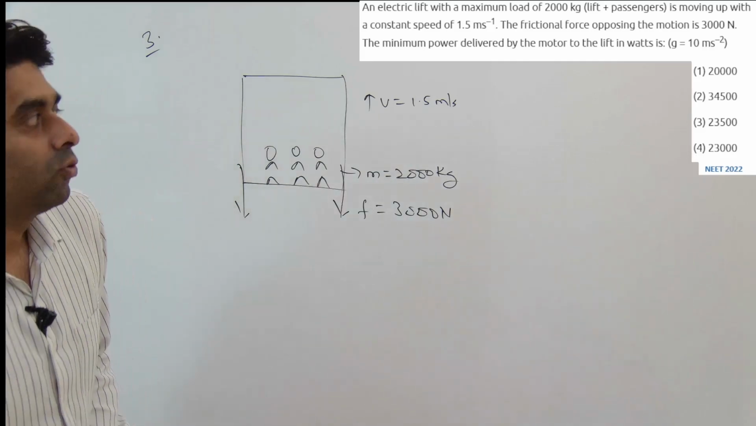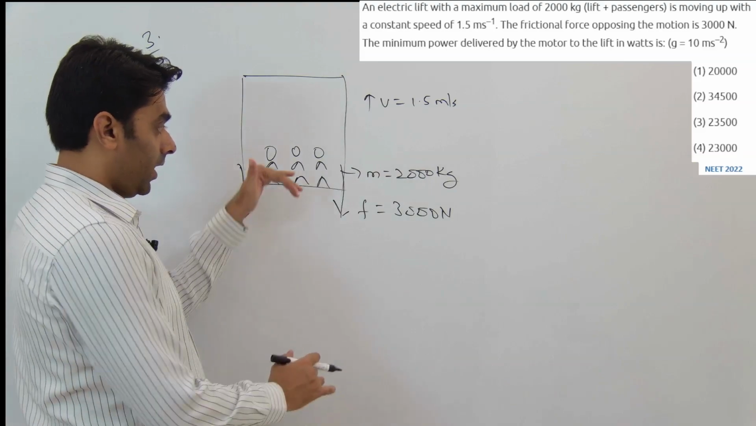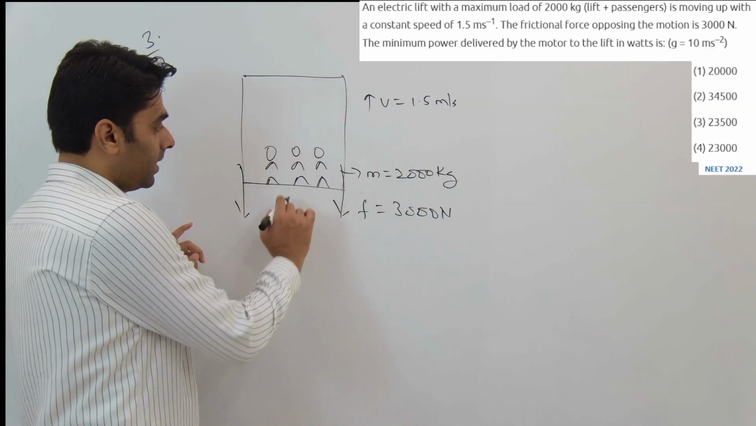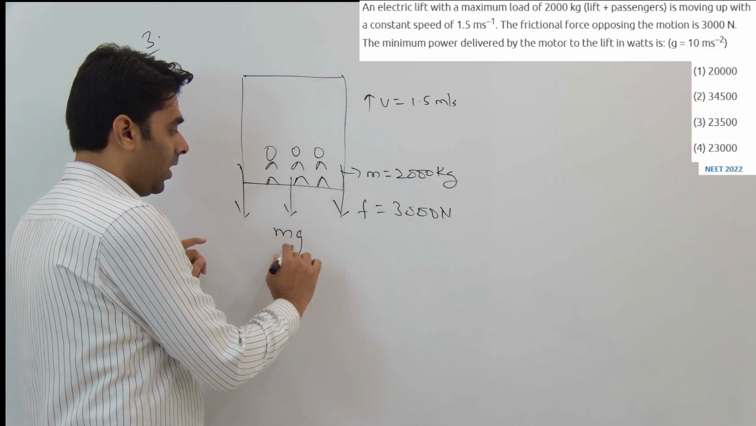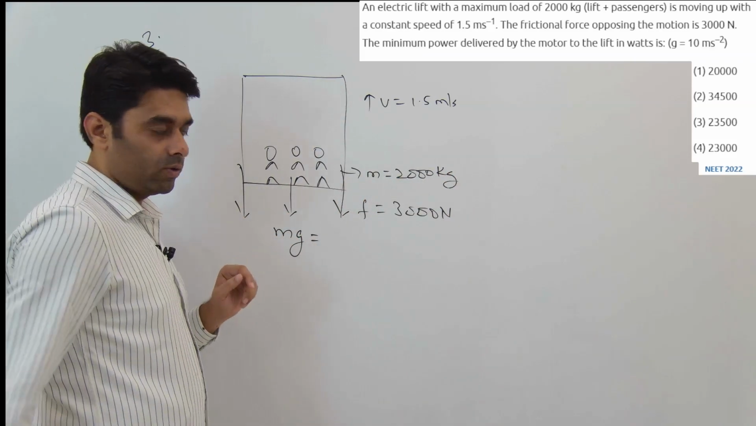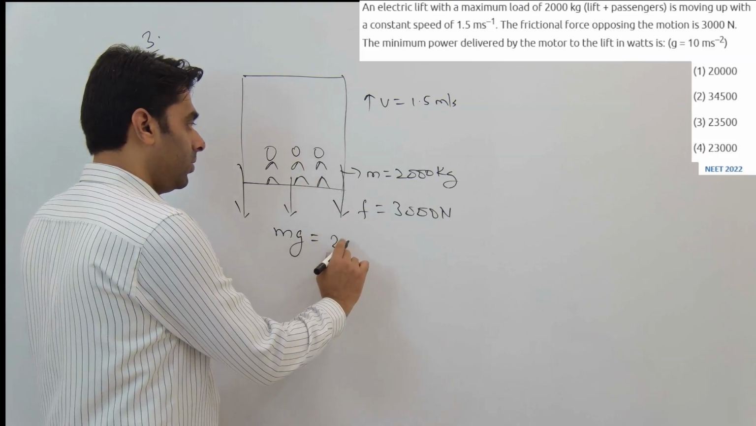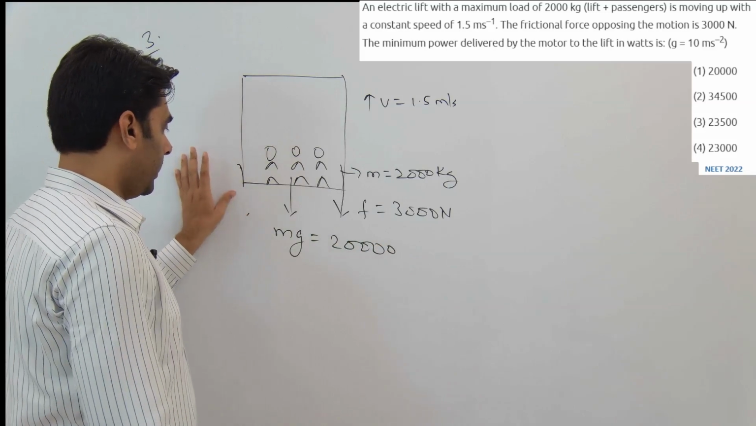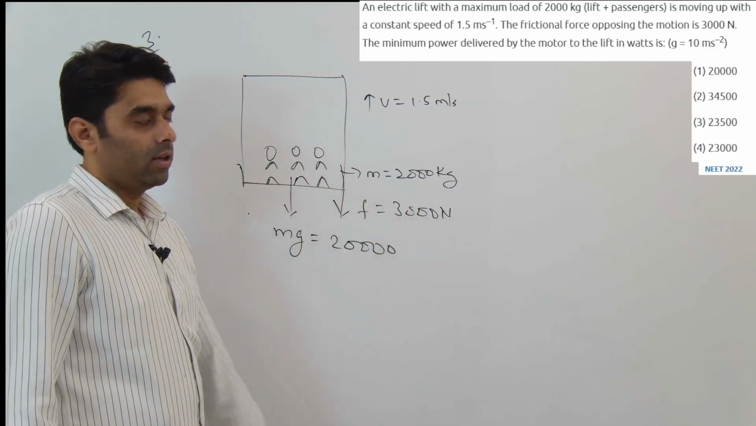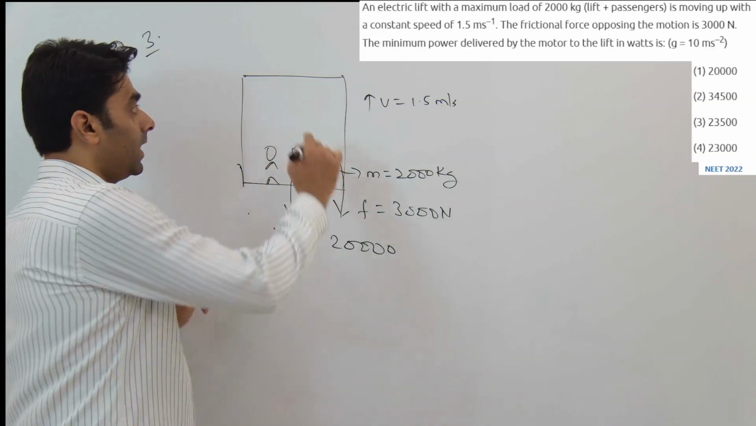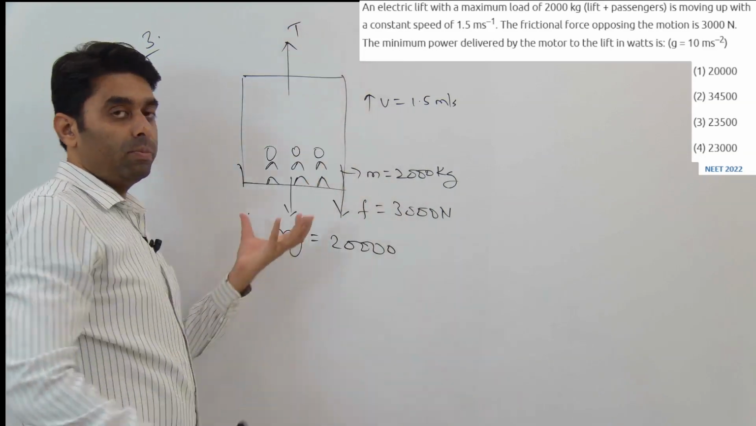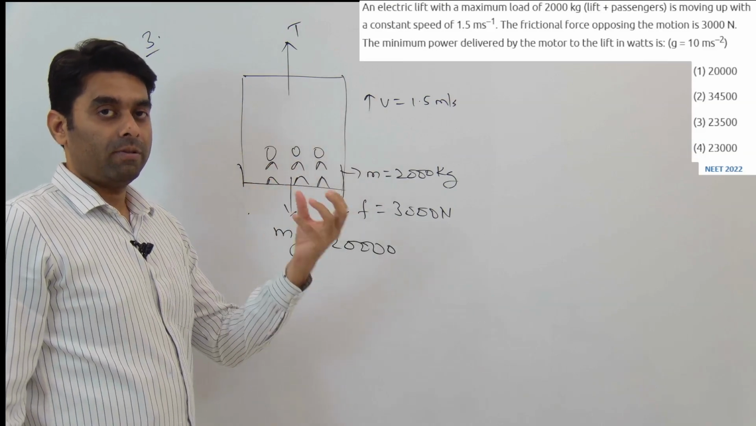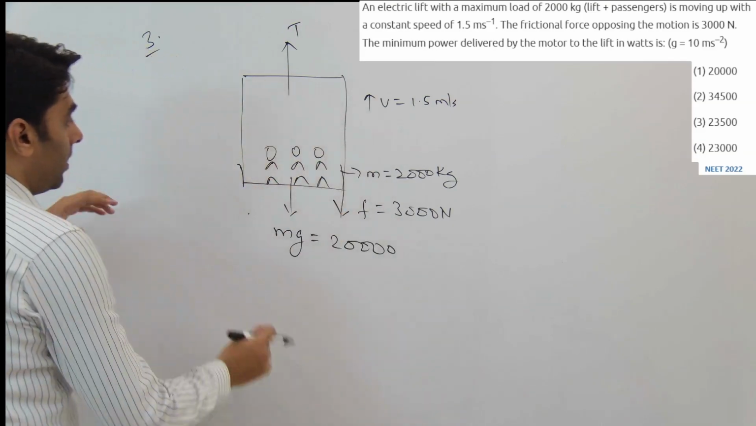Okay, so they are asking us power. Friction is acting downward, and due to this whole mass, mg will act downward. How much will be mg? Mass is 2000 and g is 10, so it will be 20,000, right? 20,000 is mg, and this is the friction, which I have shown over here, 3000 Newton. Now tension will be pulling this whole lift upwards. So they are asking how much power is required by the motor, so the power delivered by the motor.